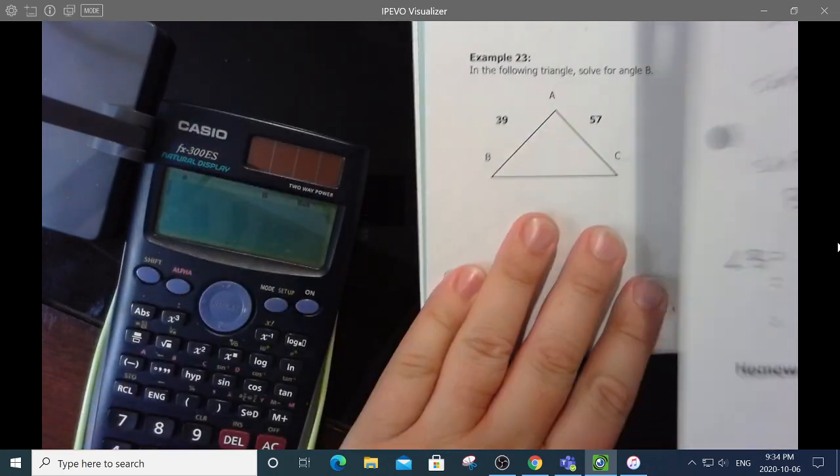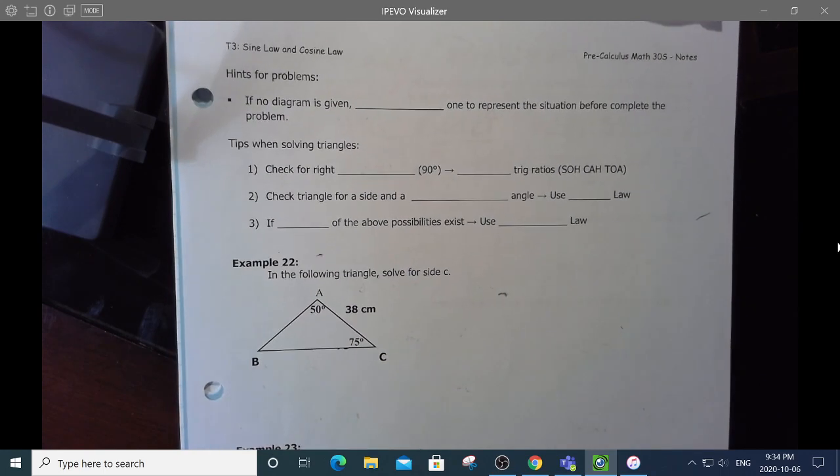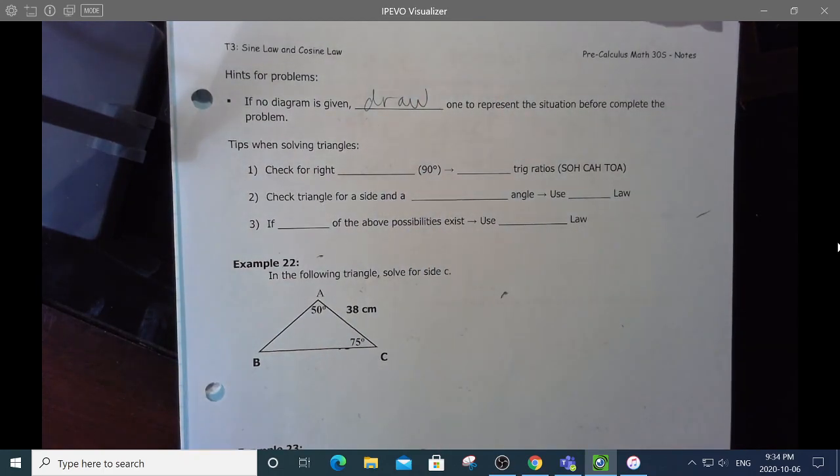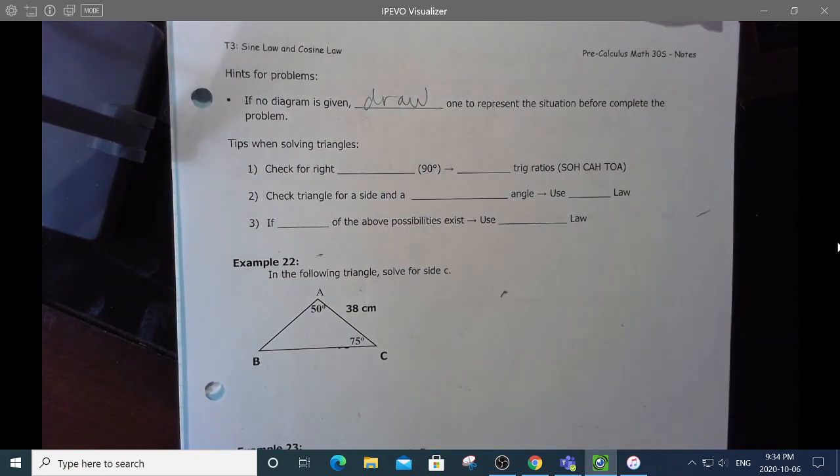All right. Hints for some problems. If no diagram is given, what do I do? Panic? No diagram is given. What do I do with my life? I have no idea what I'm actually supposed to write in here. What do you do if no diagram is given? Oh, I guess we draw a diagram to represent the situation before solving the problem.